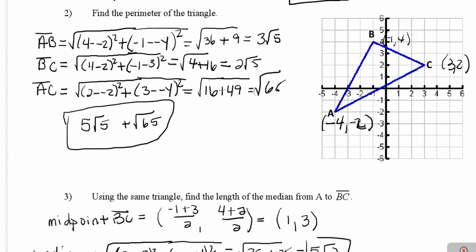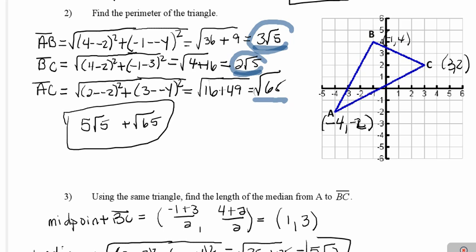Example 2 asks you to find the perimeter of the triangle. So we know perimeter means adding all the sides together. So you just had to use the distance formula 3 times to find the distance between points A and B. So that's the length of segment AB, 3 root 5. The length of segment BC is 2 root 5. The length of segment AC is the square root of 65. And we can add these together. So if we add them together, we get 5 root 5 plus the square root of 65 as the perimeter of that triangle. Just make sure you labeled the points correctly.